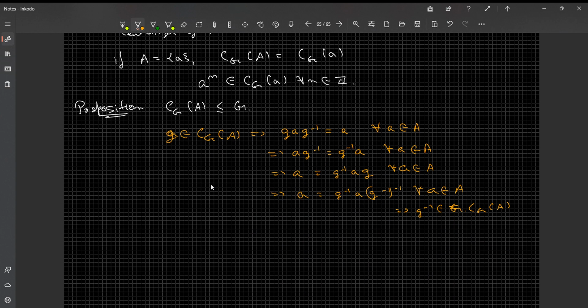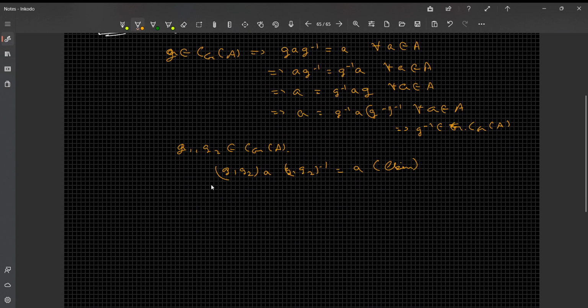If I consider two elements, let's say G1 and G2 in the centralizer of A, I need to show that G1 G2 A (G1 G2) inverse is equal to A. This is our claim. So how do we prove this? Now observe that G1 G2 A (G1 G2) inverse is basically G1 G2 A G2 inverse G1 inverse, because (G1 G2) inverse is G2 inverse G1 inverse.